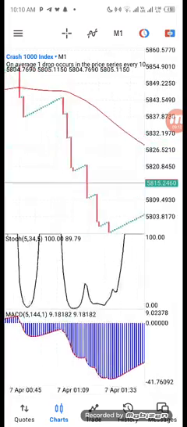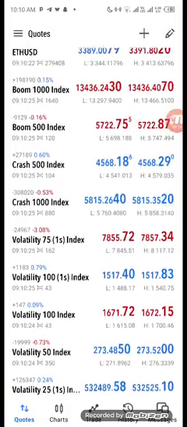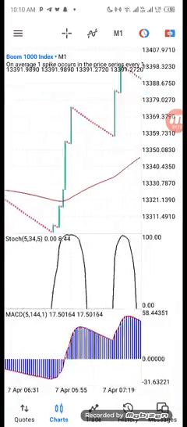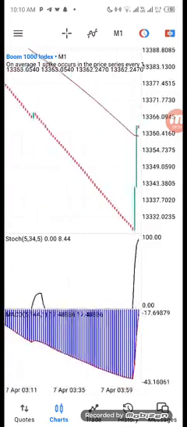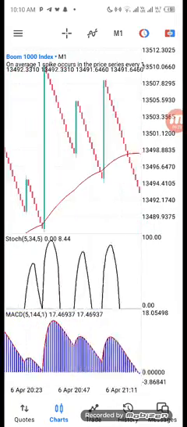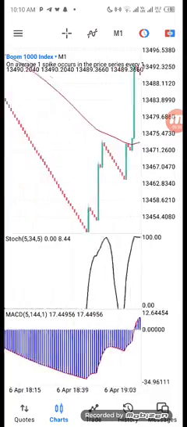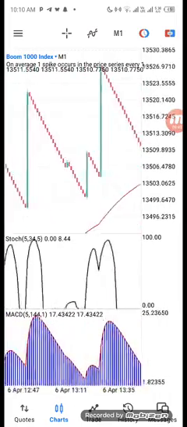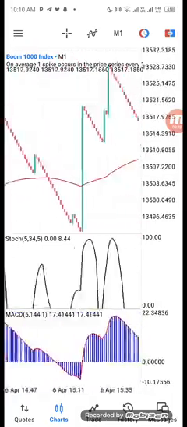Now let's check the other side, which is Boom 1000. Now this is Boom 1000. So for Boom 1000 here, our focus is on the price above linear moving average 144 and MACD above zero levels. So that is our main focus. Anything outside those 2 criteria, we just close our eyes and wait for when we get the valid criteria.